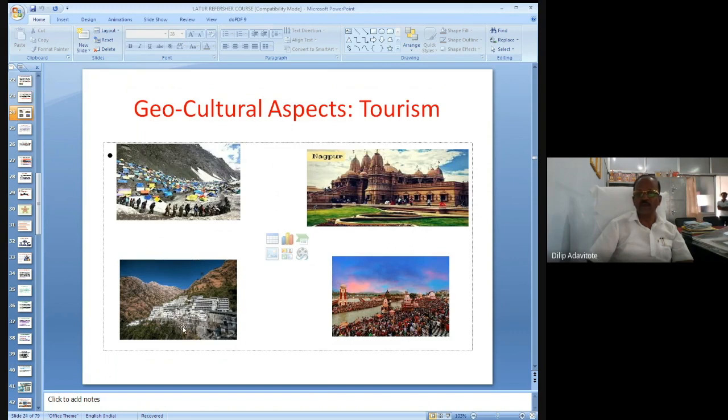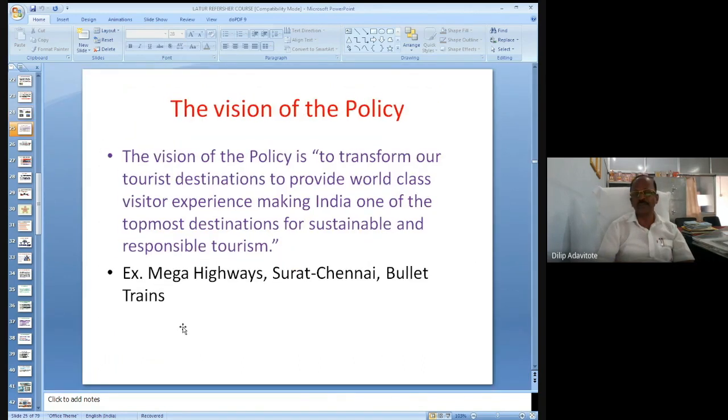Then coming to what is our strength? These images itself explain our strength, geocultural aspects. These images, as we know, we are familiar with all of them, and these are the cultural aspects. Coming to the policy factor, what is the vision of the policy 21? To transform our tourist destinations to provide a world-class visitor experience, making India one of the topmost destinations for sustainable and responsible tourism.